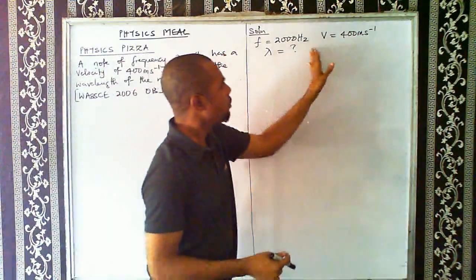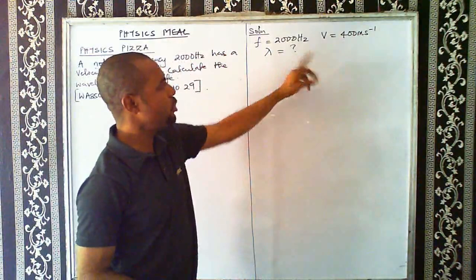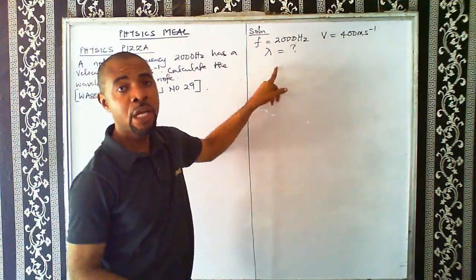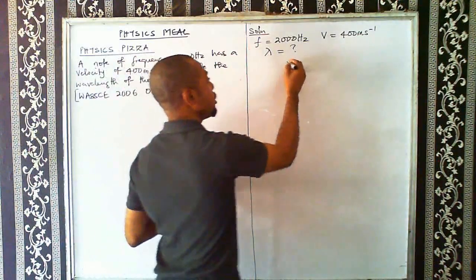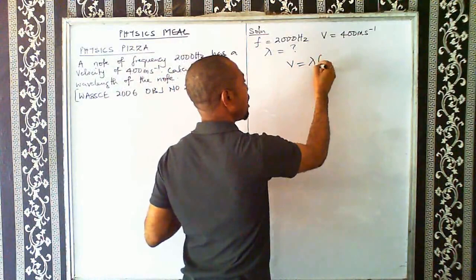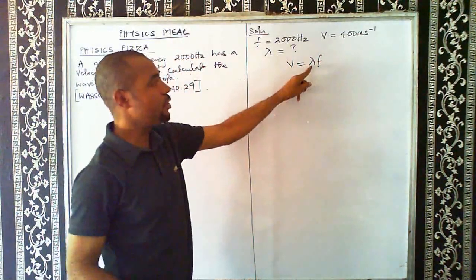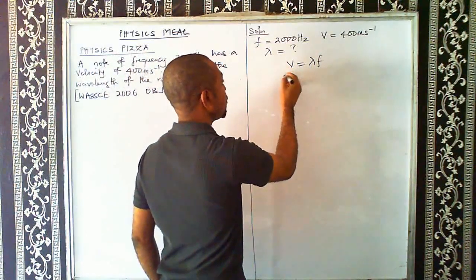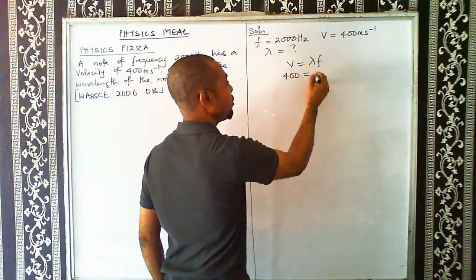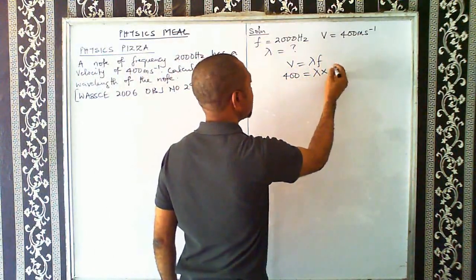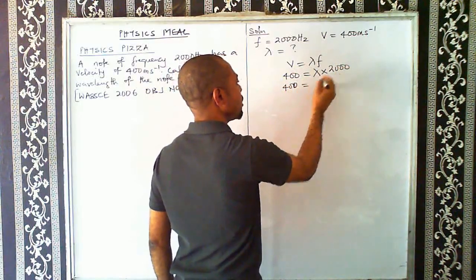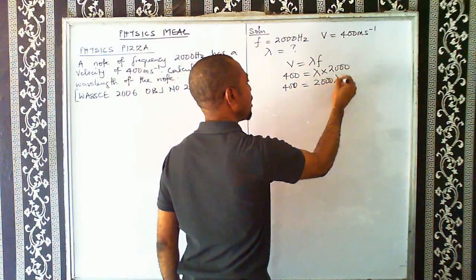So let's go together. What expression, what formula are we going to use to solve this? What's the relationship between velocity, frequency, and the wavelength? The relationship is v is equal to lambda f. So I'm looking for lambda. We know v and we know f. So v is 400. If I substitute, lambda times the frequency, which is 2000, I have 400 is equal to 2000 lambda.